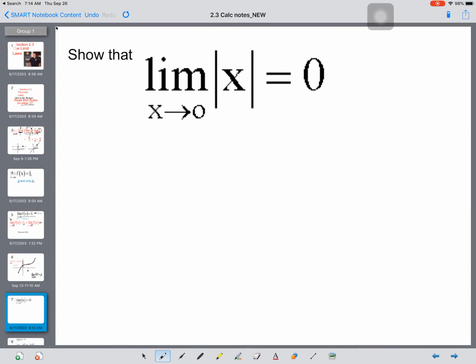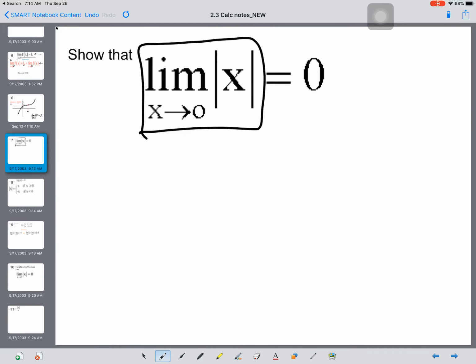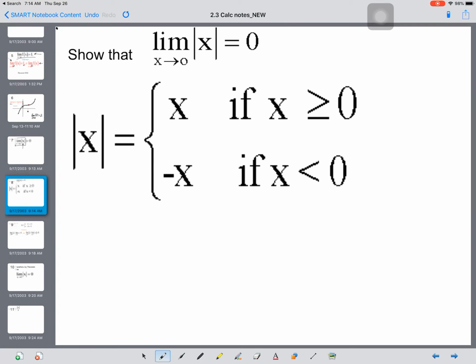So let's see what's going on here. This is saying, show that this limit is equal to 0. Well, for a limit to exist, the limit from the left has to equal the limit from the right. Now, because this is an absolute value, the value from the left and the value from the right are different equations. So I need to take a look at the piecewise defined function.